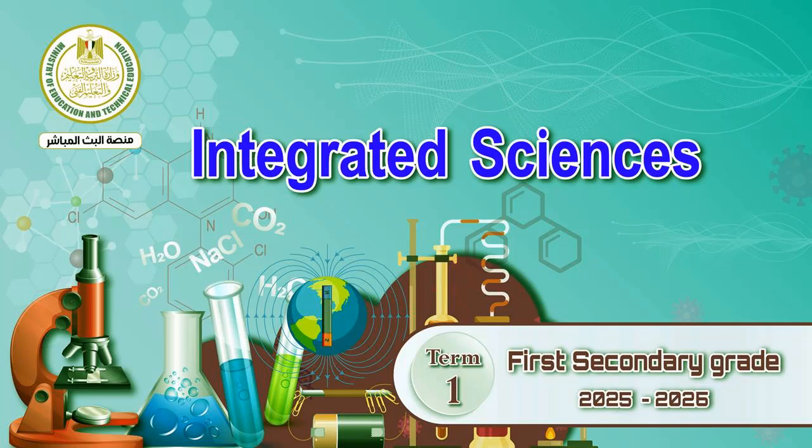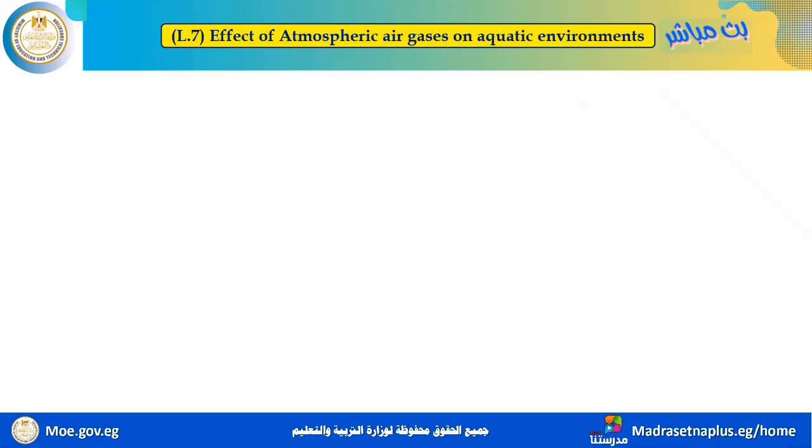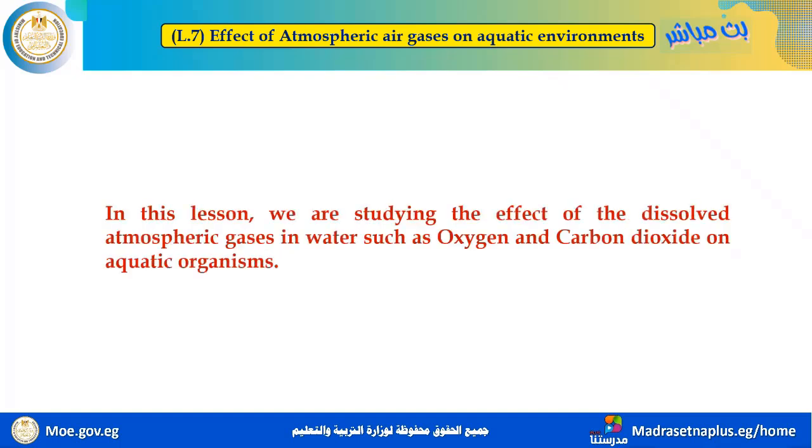And now let's continue our Integrated Science program with the first unit, Aquatic Ecosystem, Lesson 7, the effect of atmospheric air gases on aquatic environment. Let's start. In this lesson, we are studying the effect of the dissolved atmospheric gases in water, such as oxygen and carbon dioxide, on aquatic organisms.